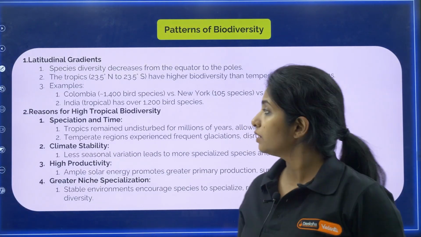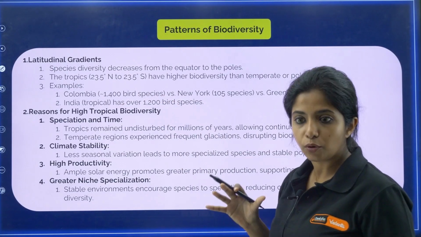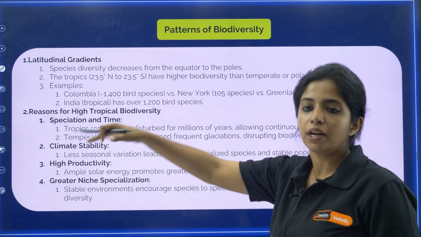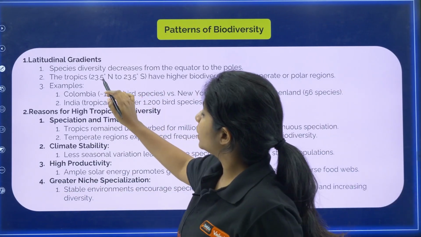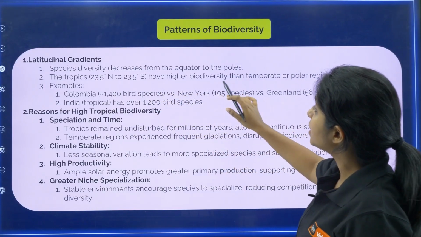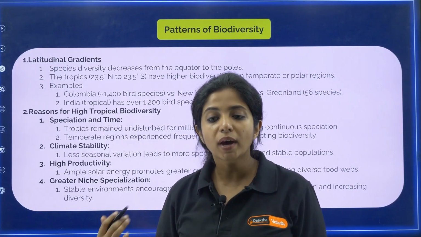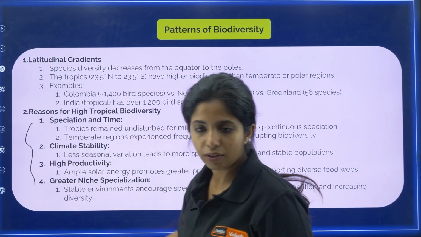So latitudinal gradients. Over here, species diversity decreases from equator to poles. I hope you know that. In the equator it will be more, in the poles it will be less. So the tropics, 23.5 degree north to 23.5 degree south, have higher biodiversity than temperate or polar regions. Obviously, why is it so? The answer you might get over here.